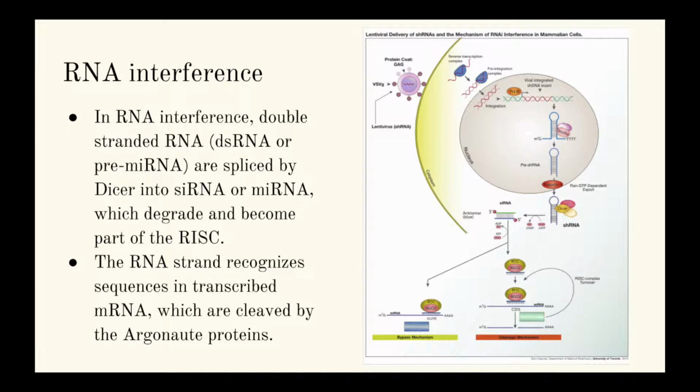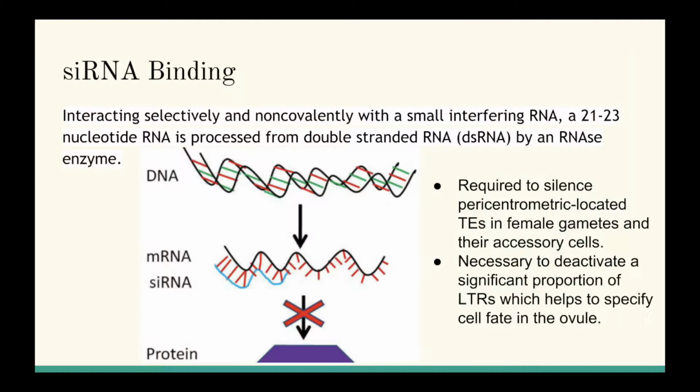The purpose of the guide strand is to recognize specific sequences in mRNA templates that are in the cell. Once the guide strand recognizes the mRNA sequences and the silencing complex binds to them, the Argonaute proteins, including Argonaute 9, cleave the mRNA strand and prevent translation of the protein from the mRNA, and they also prevent expression of the gene. It is through this mechanism that Argonaute 9 helps silence genes through RNA interference.